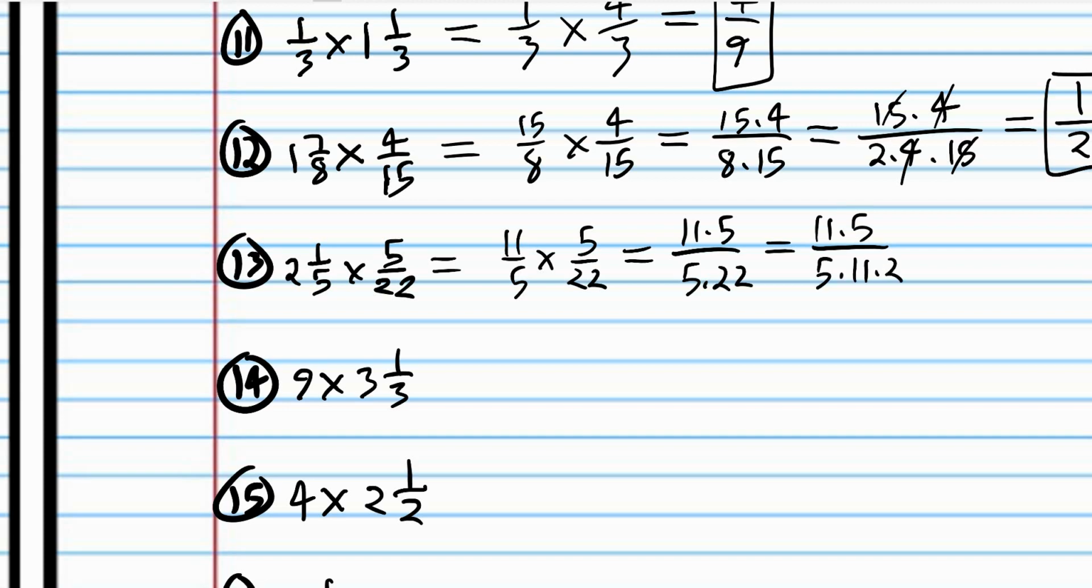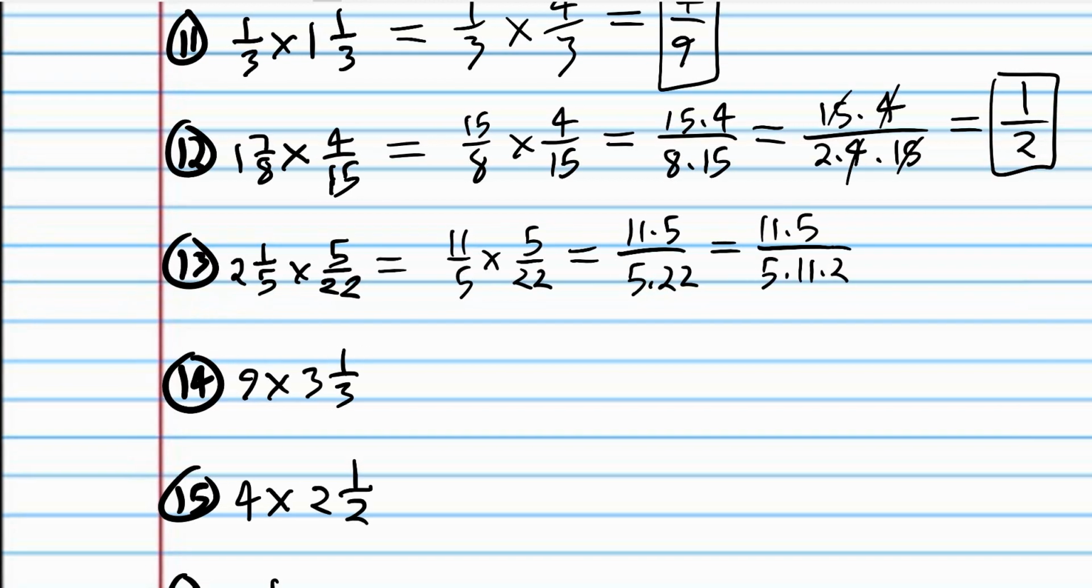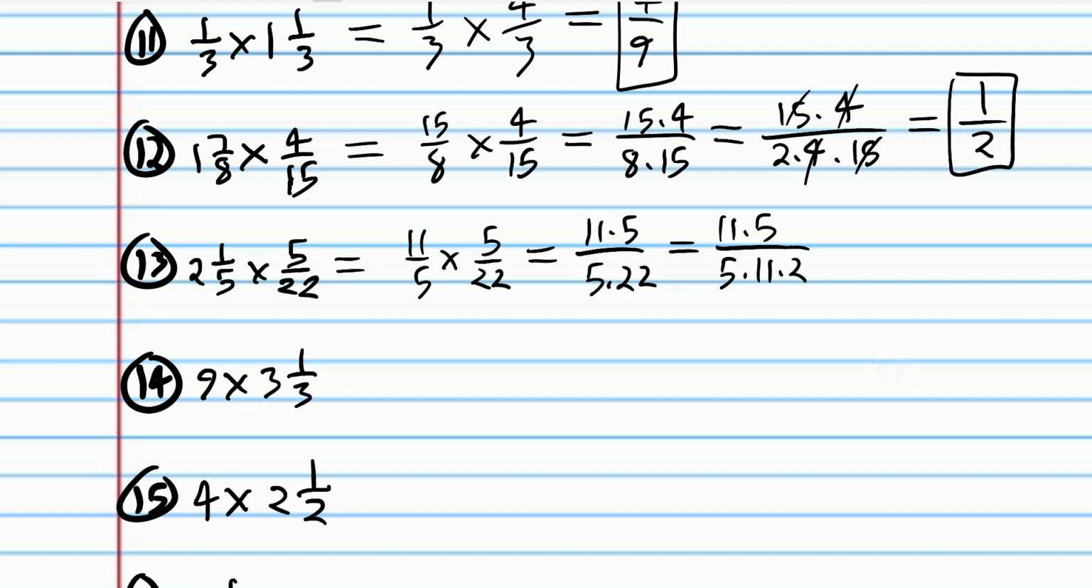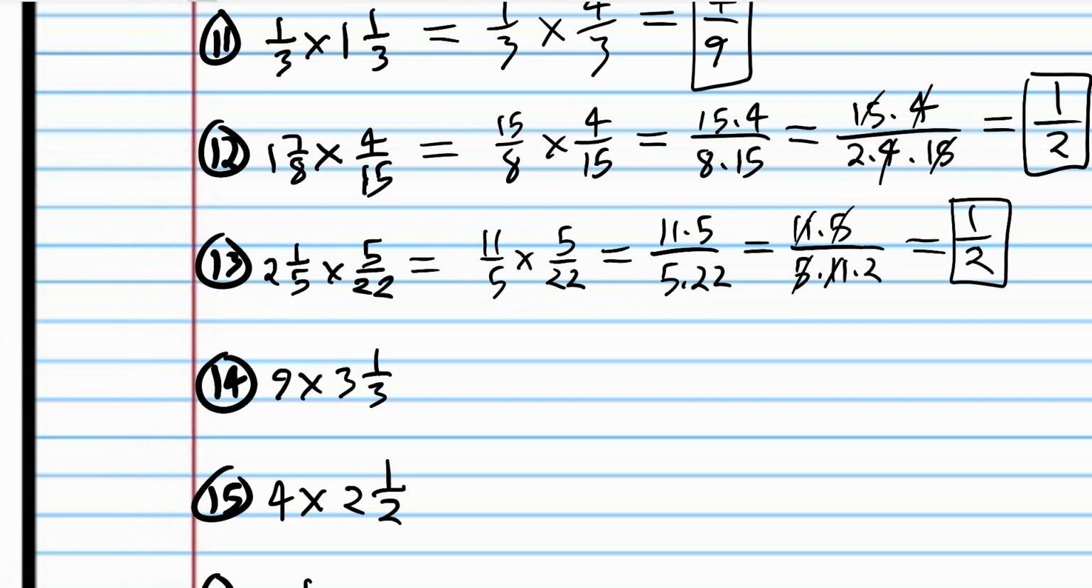22 is 11 times 2. I know that because of my multiplication facts. So cancel out the 5s and cancel out the 11s. You're left with, again, 1 over 2. That's just a coincidence that we got the same answer as the previous problem. All right, so if you did those right, you're doing good.